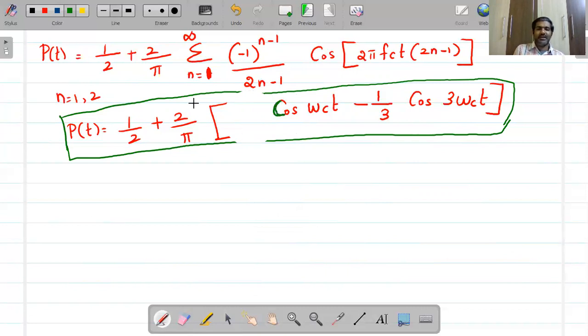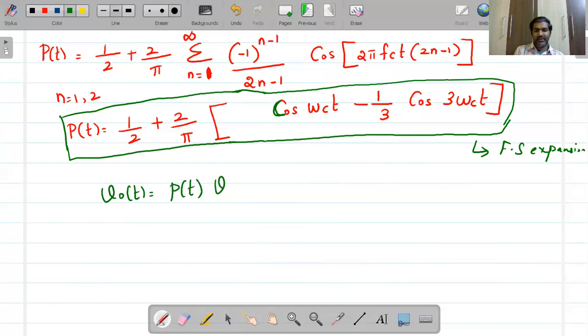So cos omega ct. This is my Fourier series expansion. And you know V of t is nothing but P of t into VA of t, the previous expression. So V naught of t is equal to P of t into VA of t.